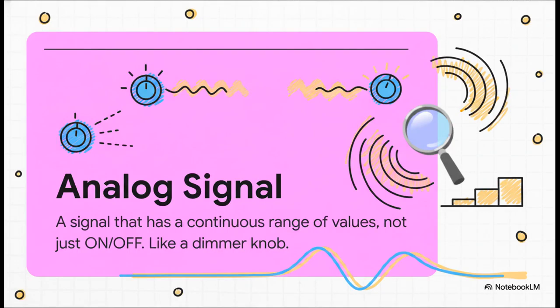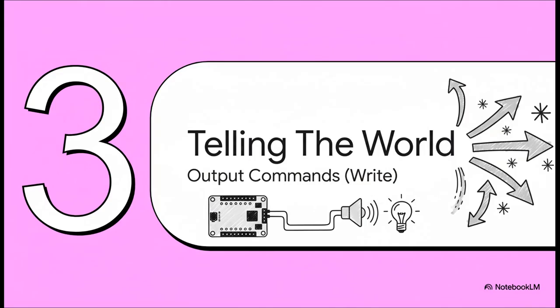And an analog signal is the total opposite. It represents a whole continuous range of information. It's not just about being on or off, it's about how on it is. It's all those tiny little steps and positions you can set on that dimmer knob, and that gives you so much more fine-grained control. So, let's start by looking at how the micro:bit tells the world what to do.